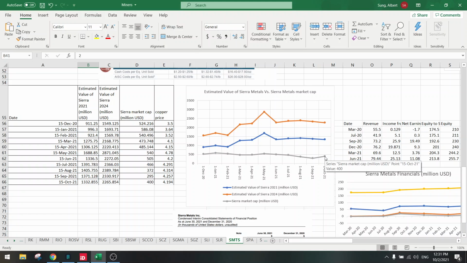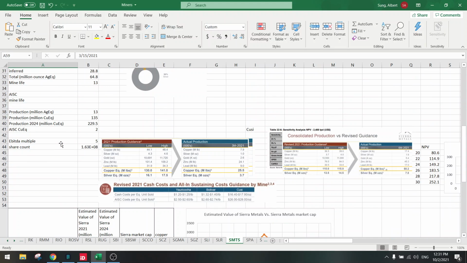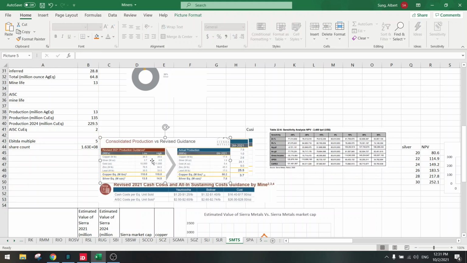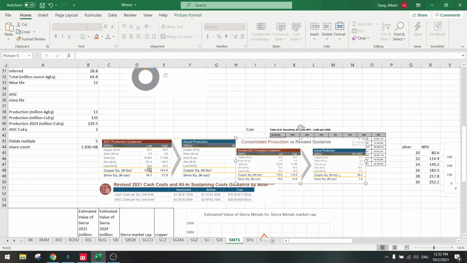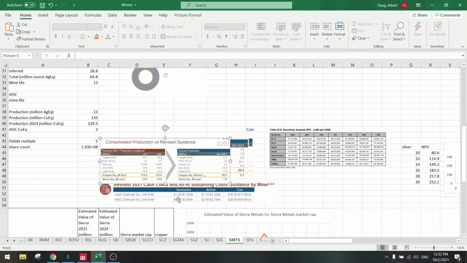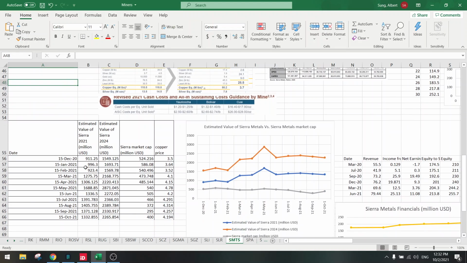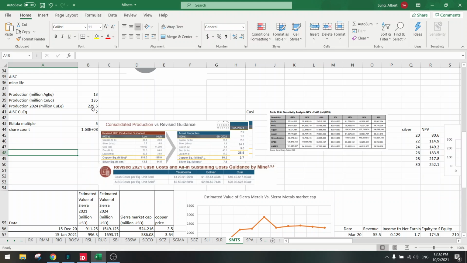So there's a 5-bagger here. If they can resolve the COVID problems, then we could have a 5-bagger in 2 years from now. Okay, so that's the premise here. They need to go back to their previous guidance of 130 million pounds of copper production, and they need to decrease their costs. Okay, so that's that. But there is more.